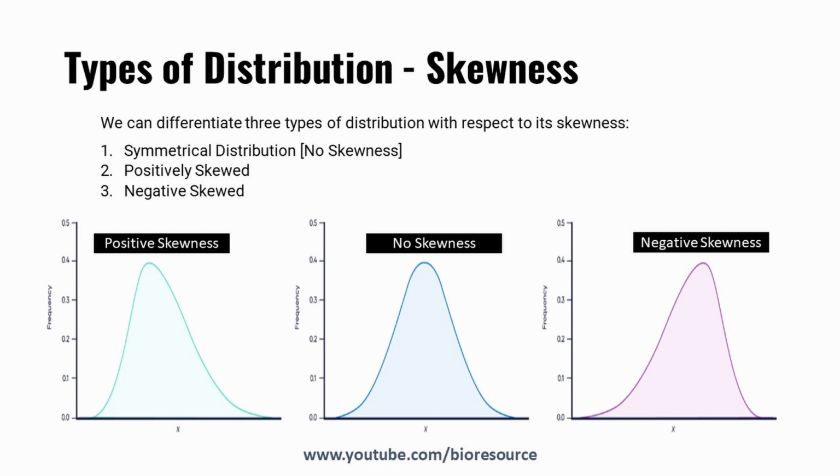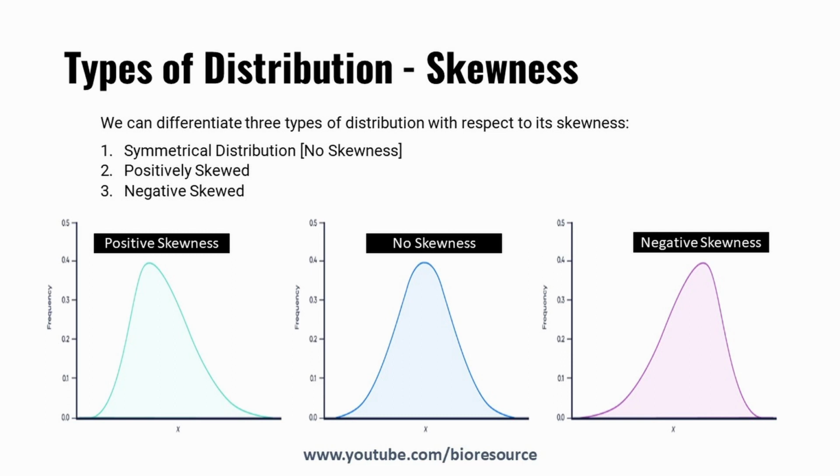We can differentiate three types of distribution with respect to its skewness. These are symmetrical distribution, positively skewed or negatively skewed. Symmetrical distribution: if both the tails of a distribution are symmetrical and the skewness is equal to 0, then that distribution is symmetrical. Whereas in positively skewed distributions, the right tail is longer. So this tells us about the outliers that have higher values than the mean. Sometimes it is also referred to as right skewed, right tailed or skewed to the right. So these are the different terms used for a positively skewed distribution.